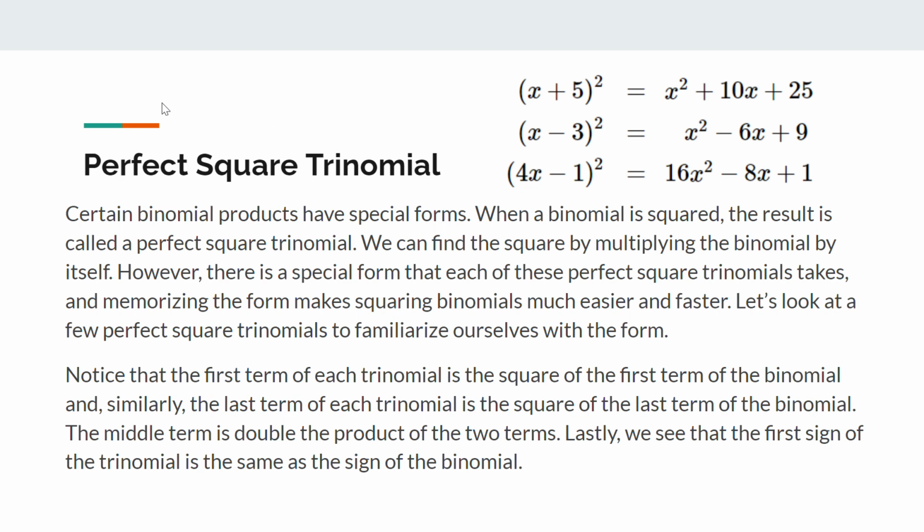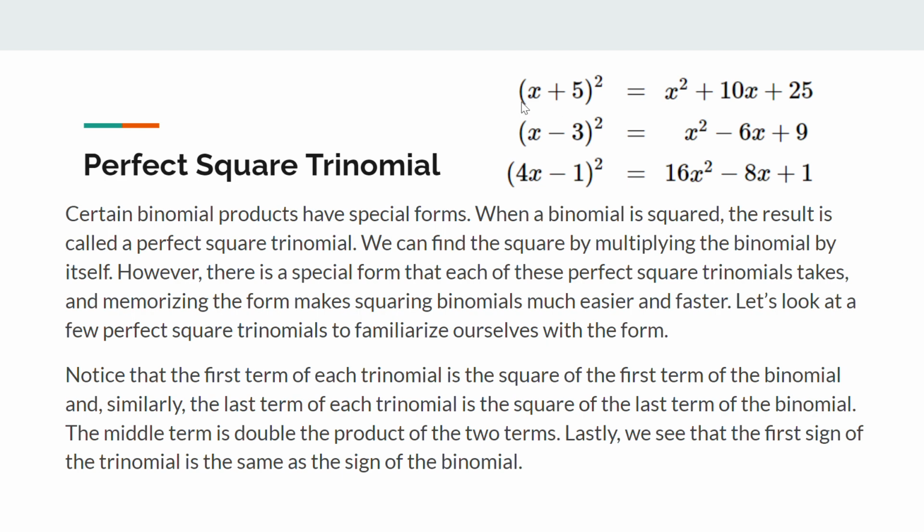Also, we have to learn this. It's important. This is called the perfect square trinomial. Certain binomial products have special forms. When a binomial is squared, the result is called a perfect square trinomial. We can find the square by multiplying the binomial by itself. However, there is a special form that each of these perfect square trinomials takes, and memorizing the form makes squaring binomials much easier and faster. Let's look at a few perfect square trinomials to familiarize ourselves with the form.